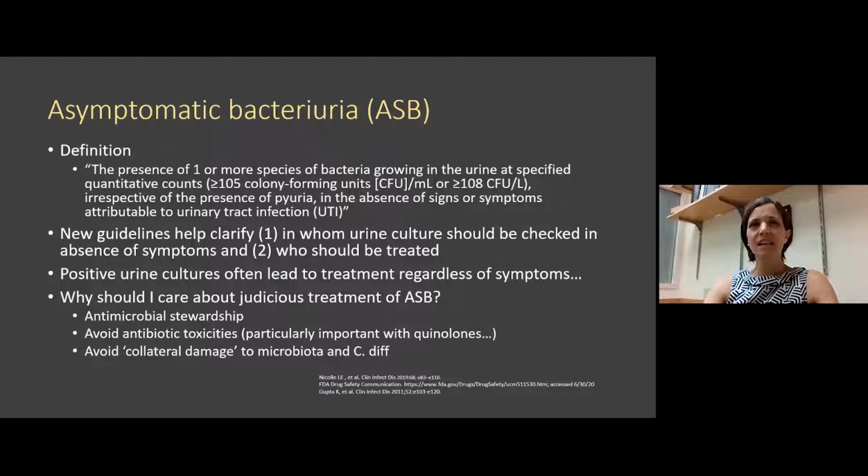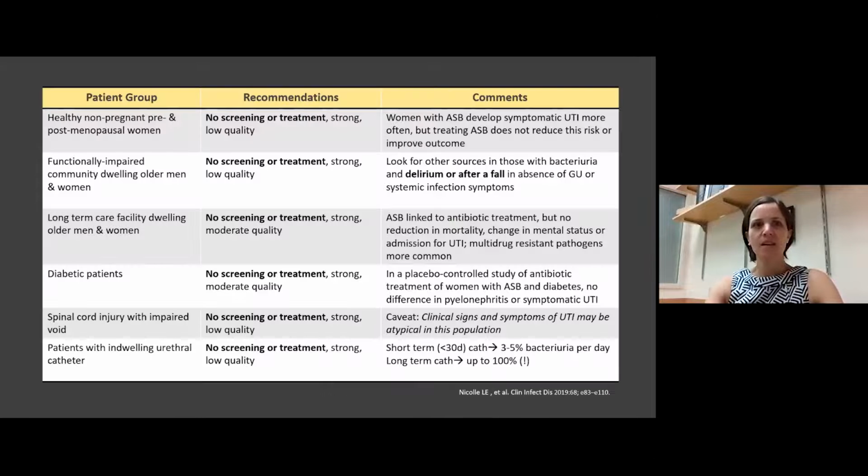We should care because antimicrobial stewardship is important. We want to make sure we're only using antibiotics when we need them so that we don't breed resistance. It also allows us to avoid antibiotic toxicities, which I've now mentioned 15 times. We want to avoid quinolones in this scenario. And then lastly, we get to avoid that collateral damage that the uncomplicated UTI guidelines mention, things like increasing our risk for C. diff. So this is a table that summarizes the recent guidelines about asymptomatic bacteriuria.